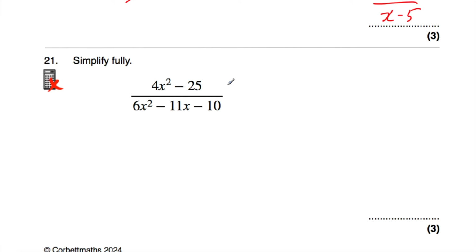So we're going to factorize the numerator using the difference between two squares, and we're going to factorize the denominator, which is a slightly harder quadratic to factorize. Again, you could use inspection or you could use a split in the middle technique if you want to. So let's have a look at this.